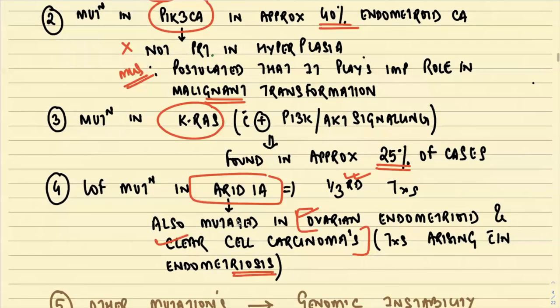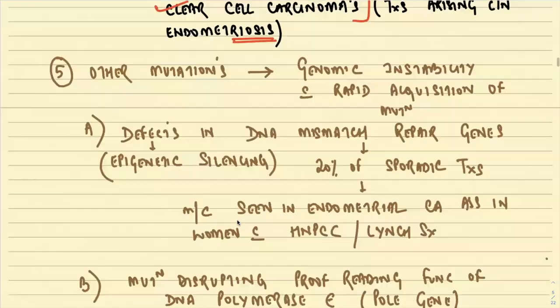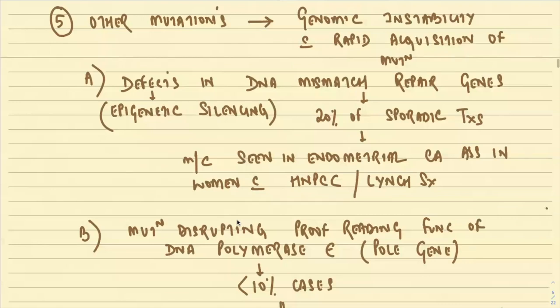Clear? These are the four major classes of mutation: PTEN, PIK3CA, KRAS, and ARID1A. Now, other less important mutations are also present, which are responsible for genomic instability. What is the meaning of genomic instability? They cause a rapid acquisition of mutations; the rate of mutations increases at a very fast rate. Over here, there are defects in the DNA mismatch repair genes, which are seen in 20% of these sporadic tumors. The defects in the DNA mismatch repair genes occur via epigenetic silencing, also called hypermethylation.